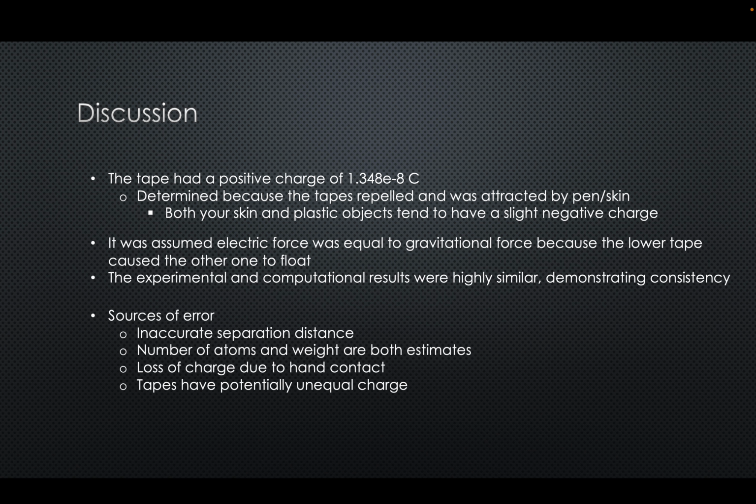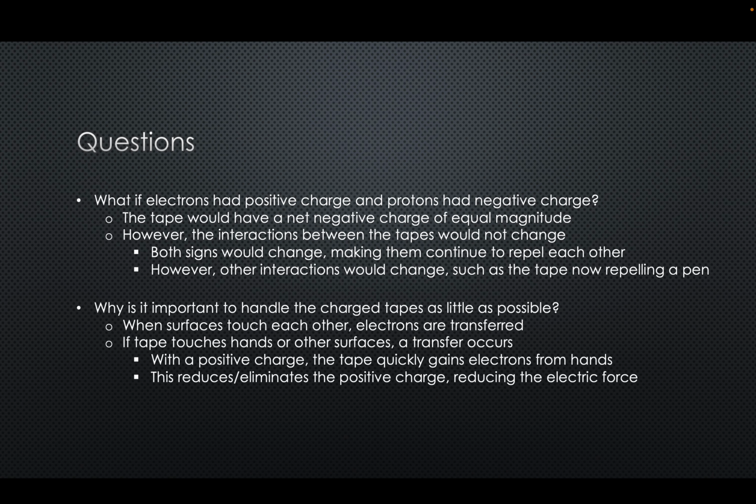And some possible sources of error include inaccurate separation distance when trying to make it float, estimating the number of atoms, weight, things such as that, and then hand contact that could have caused a loss of charge and changed the results. And building off that, one question is, what if electrons had a positive charge and protons had a negative charge? Although the nature of the two particles would change, the interaction would remain the same, because even if the electrons that they lost were positively charged, giving them a negative charge, they would still both be negatively charged and repel one another, so this would not change the overall results of the lab.